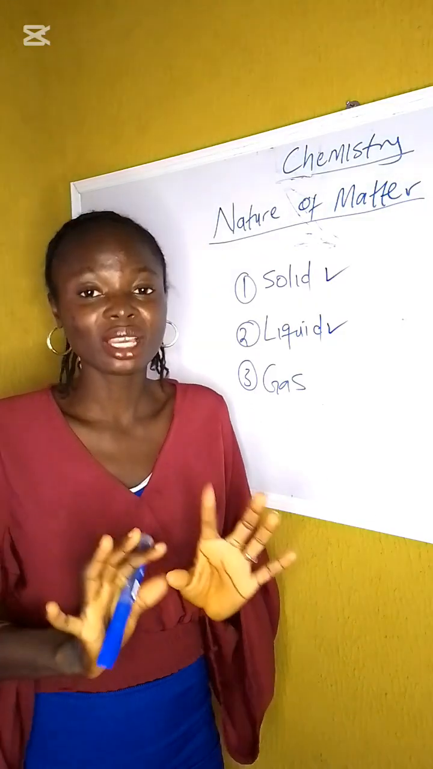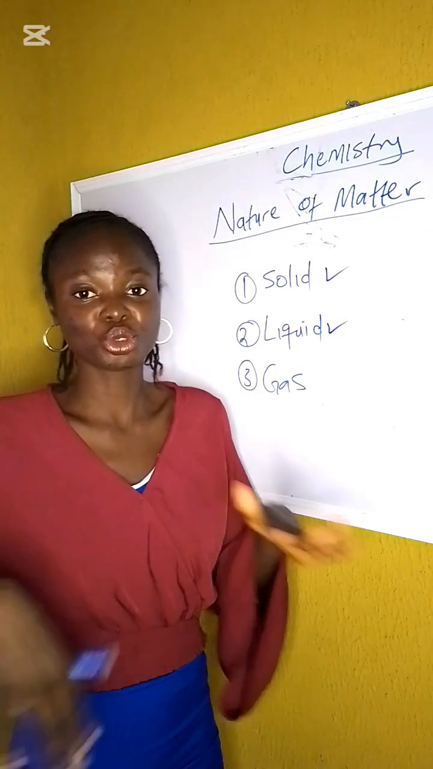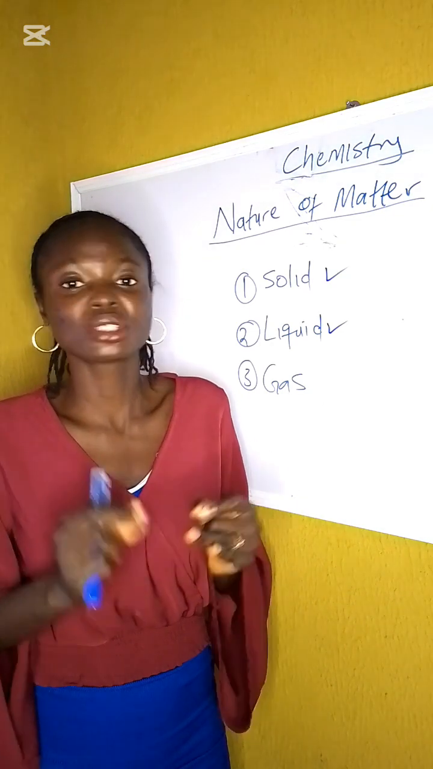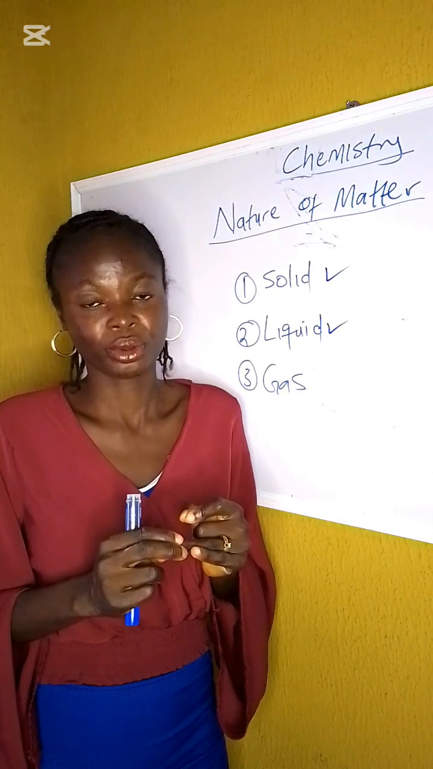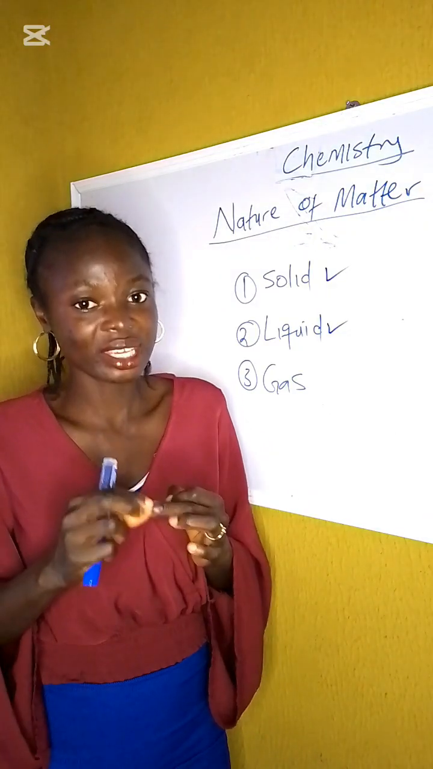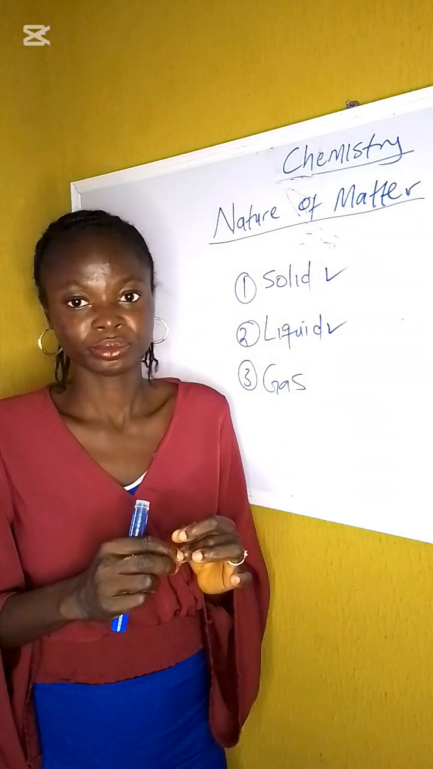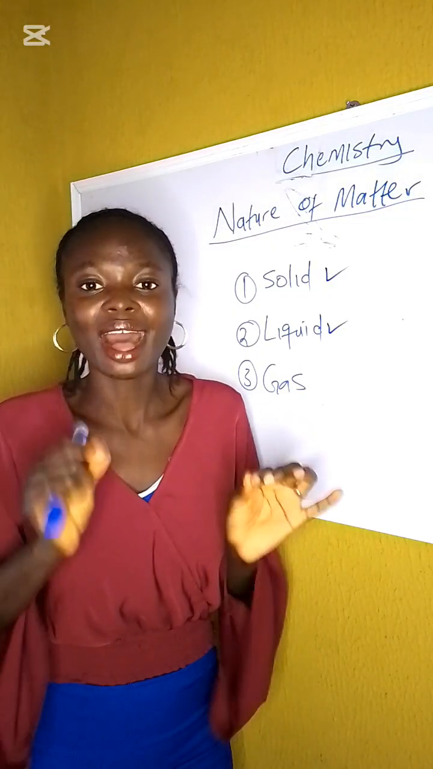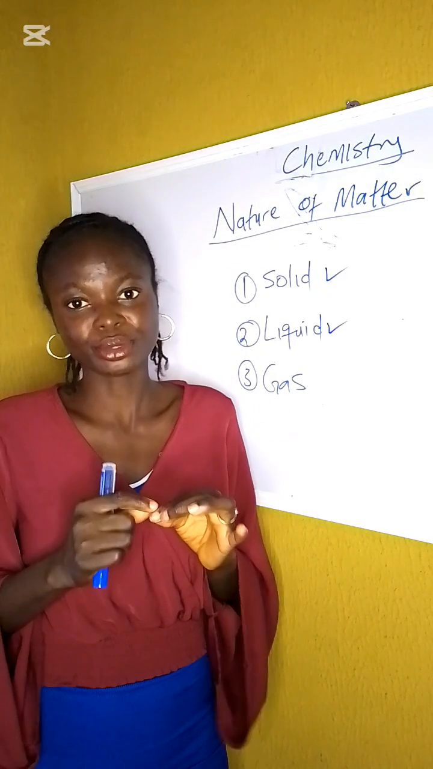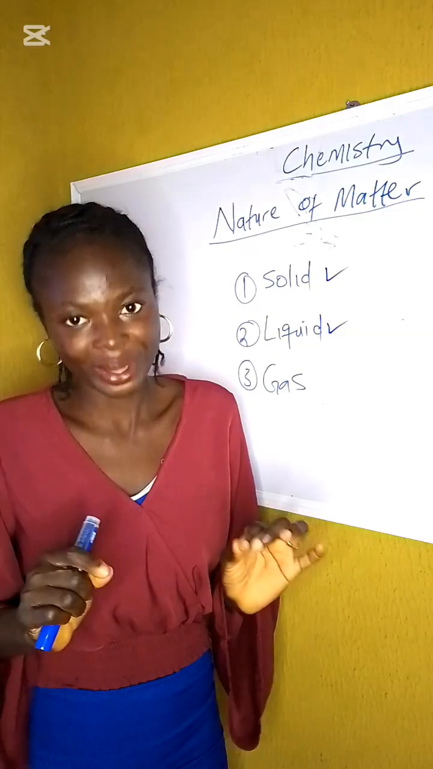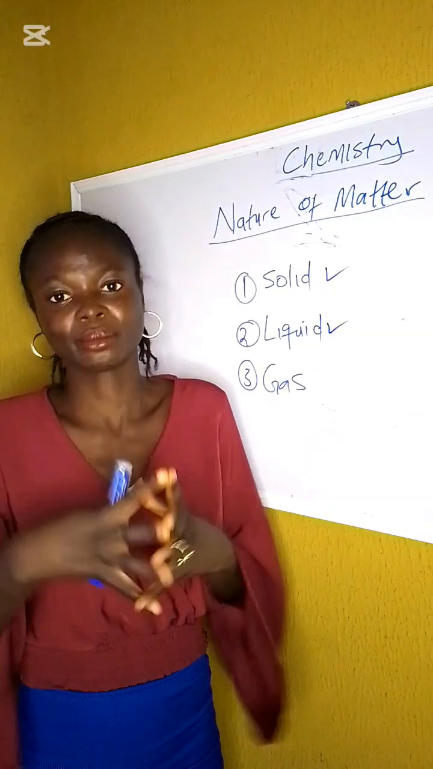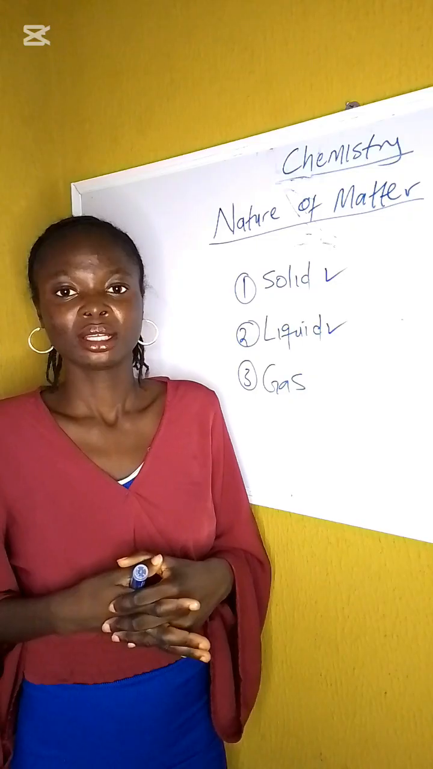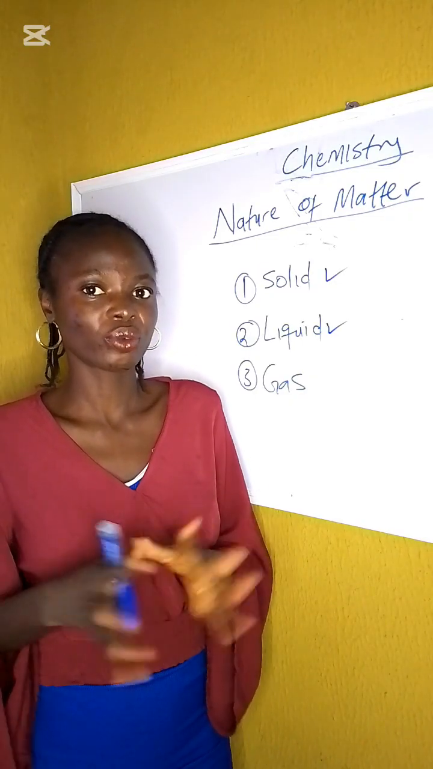So because they are weak, it gives them little freedom to move around inside the container. Then number 2, they don't have definite shape, but they have definite volume. Then the last one is that they are not compressible. You cannot compress them. You cannot force them into the container. So those are the properties of liquid.